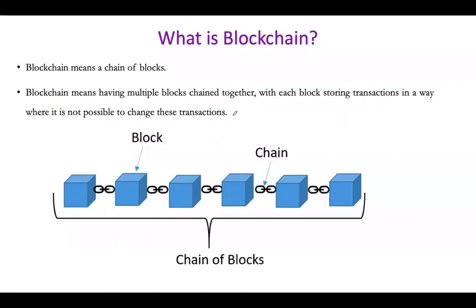So blockchain means having multiple blocks, like block 1, block 2, block 3, and so on up to, suppose, block 4, block 5, and block 6. So having multiple blocks chained together by using this chain system, with each block storing transactions in a way where it is not possible to change these transactions.